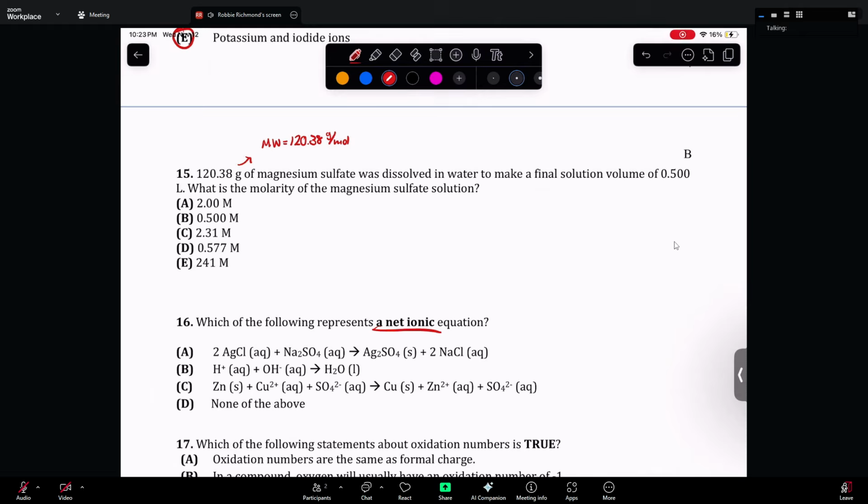You can just figure this out by looking at the periodic table and adding up all these individual atomic weights to get 120.38. So 120.38 grams, converted to moles, is just 1 mole of MgSO4. Divided by 0.5 liters, because that's what molarity is, moles over liters. This is going to be a 2 molar solution.